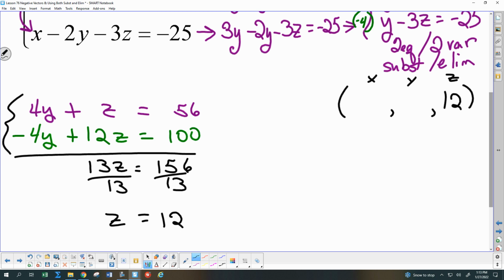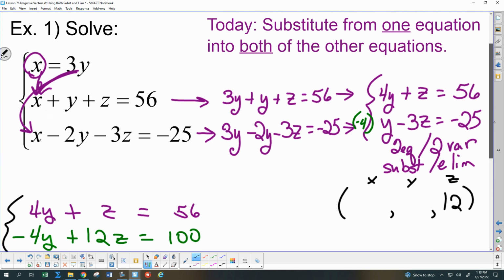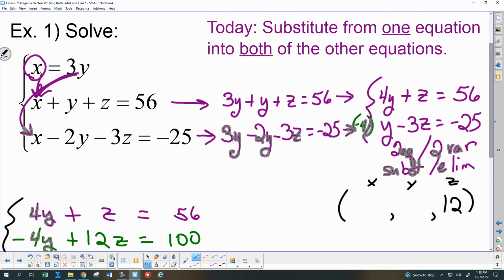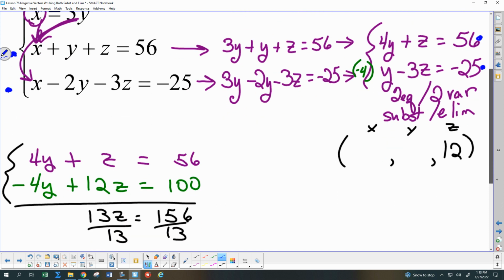Once I have one of the variables, I look back at my equations. Which other ones have a z in them since I just found z? Well, this one has a z, but I don't know either x or y. This one has a z, but I don't know either x or y. These both have a z, so I could use either of those to get y. So Gabe, would you rather use the one with the 56 or the 25 to get y? I don't care. Okay, Gabe likes the one with more positives in it.